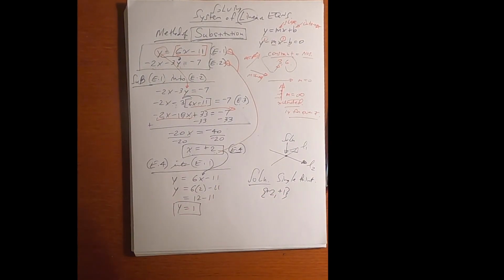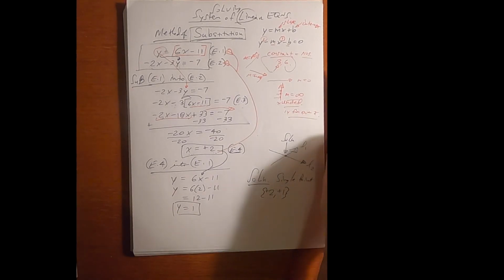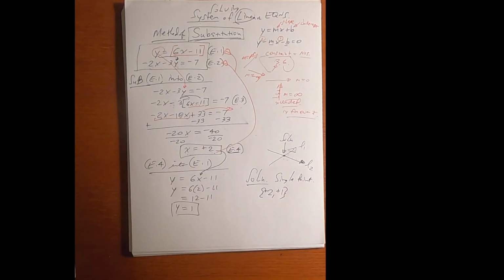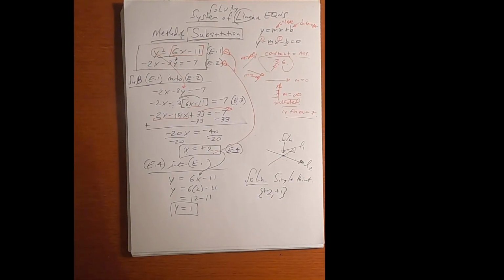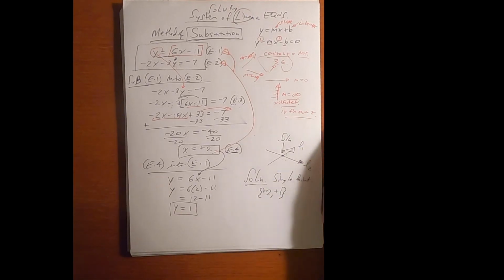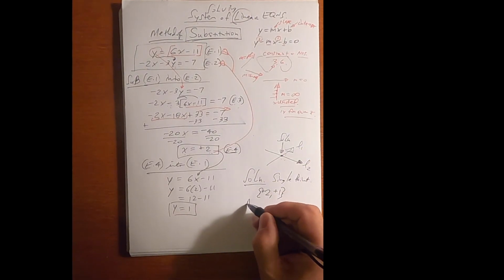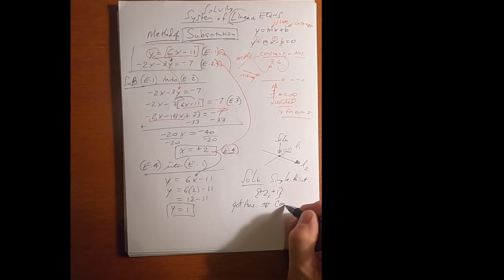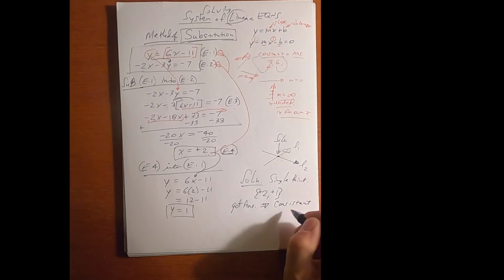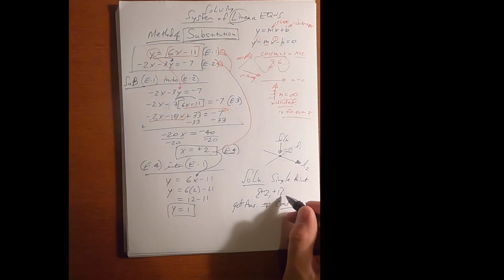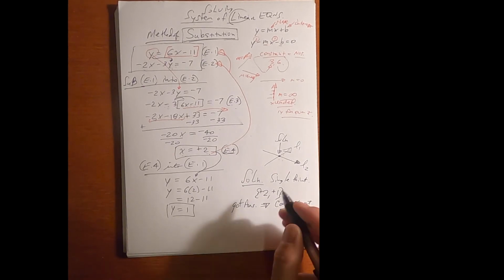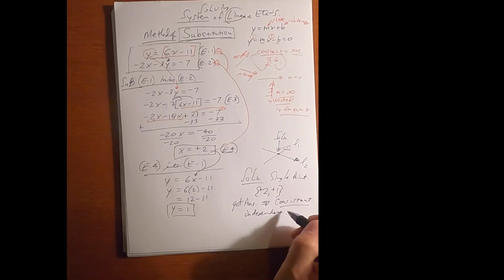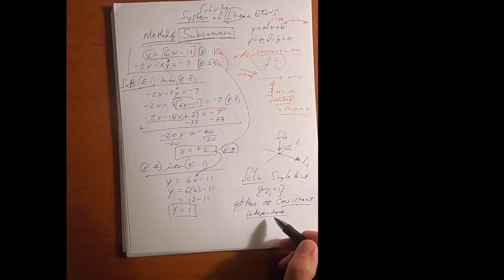Now, we notice these slopes are different. I want to say another thing about this. We have a terminology for when you get an answer. We got an answer, so that means it's consistent. So you say to your teacher, this is a consistent solution. And because there's only one solution, you say it's independent. So it's consistent, independent.